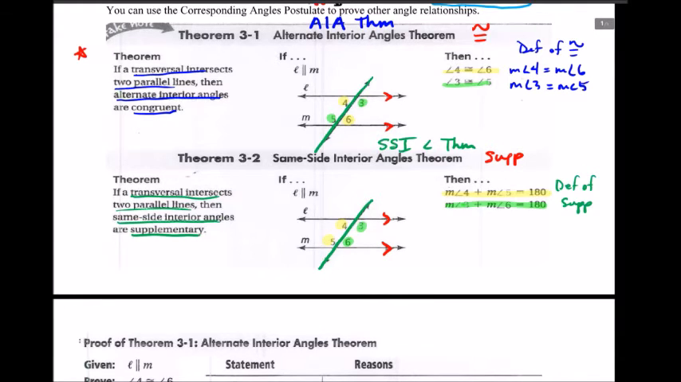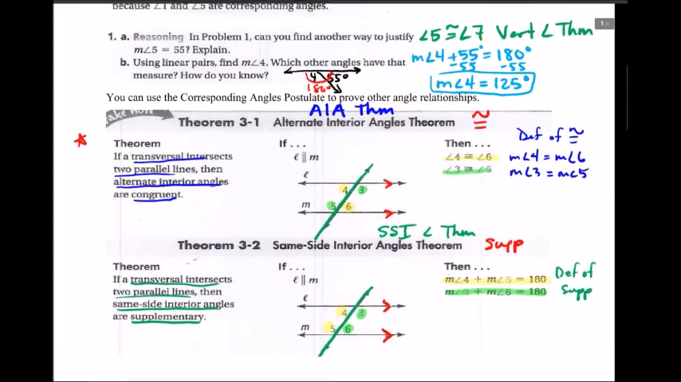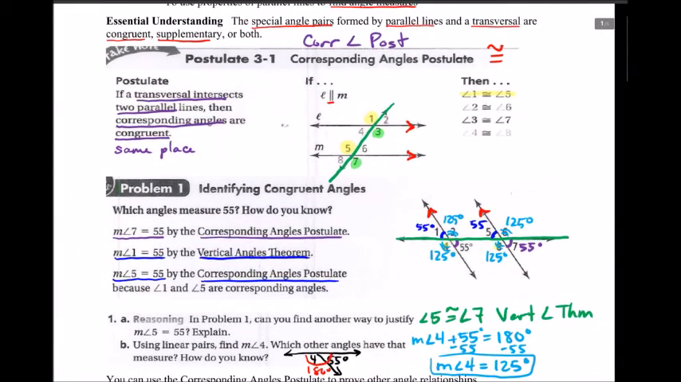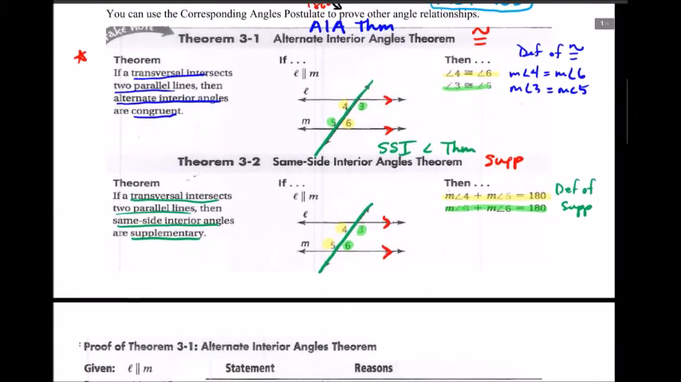Now, both of these are theorems. If we look back up here, our corresponding angles was a postulate. Oh, we should add this on up here too. The definition of congruence lets us say what? That the measure of angle 1 equals the measure of angle 5, right? And that's true for all of those. All right, corresponding angles was a postulate. Postulates are accepted as fact. But if we look down here, alternate interior angles and same side interior angles are both theorems. So both of these are proven.